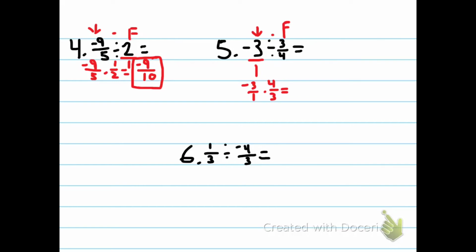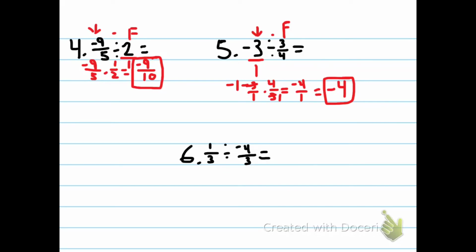So negative 3 and 3 have a 3 in common, so we cross this out. Negative 3 divided by 3 is negative 1, and then 3 divided by 3 is just 1. So 4 times negative 1 is negative 4. 1 times 1 is 1, so your answer is negative 4. You could have also solved it and then simplified, but I think this is a much easier way. Try doing number 6 on your own.